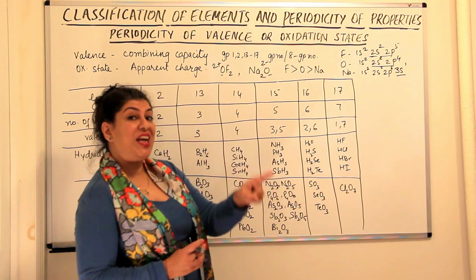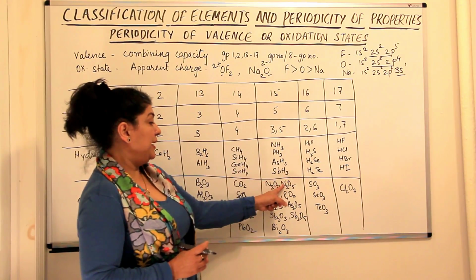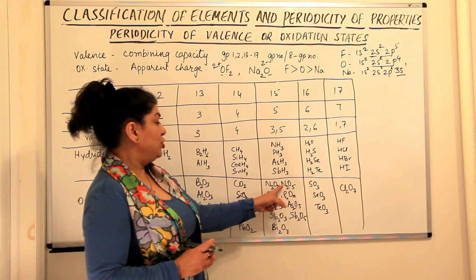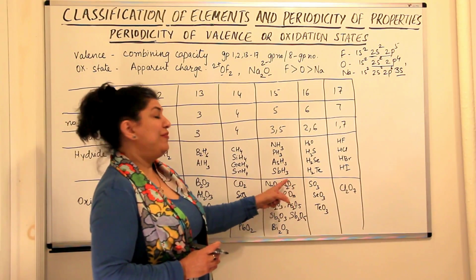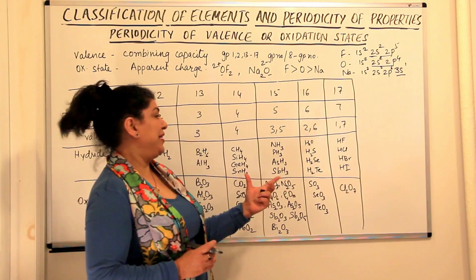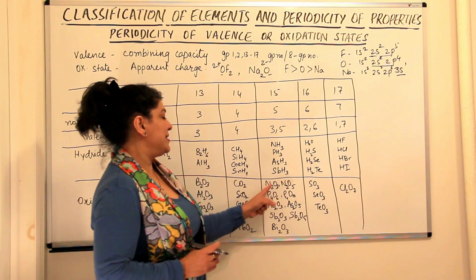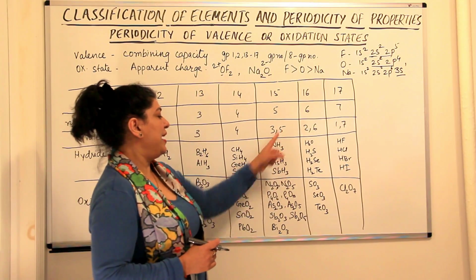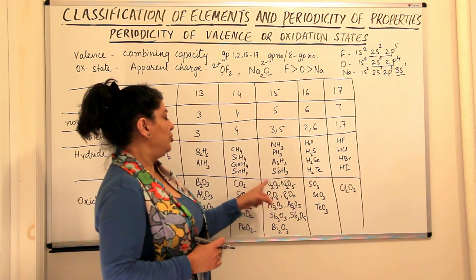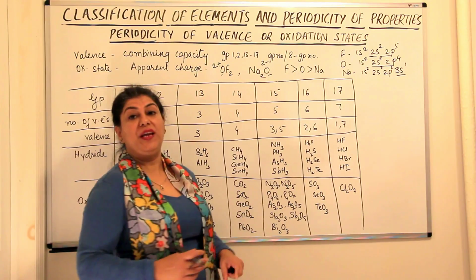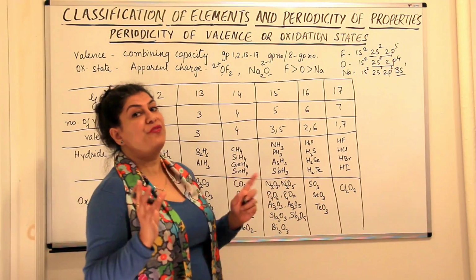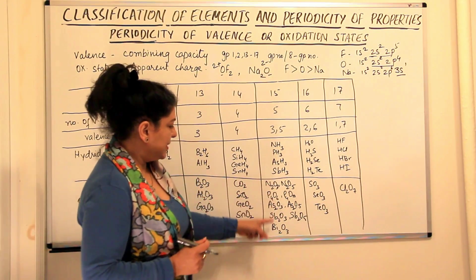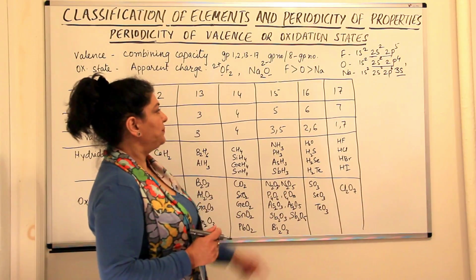But in N2O5, O5 means there are 10 electrons being distributed between the two nitrogens. So 10 divided by 2 would be 5. So in N2O5, nitrogen shows a valency of 5, while in N2O3, nitrogen shows a valency of 3, while the valency of oxygen is fixed, which is 2. It's the same with the other elements of this group.